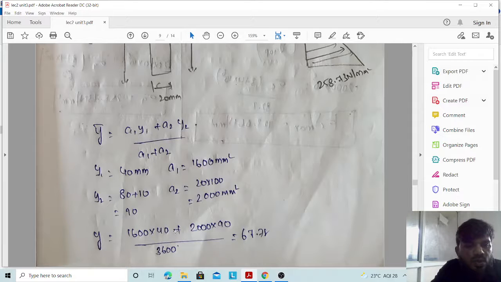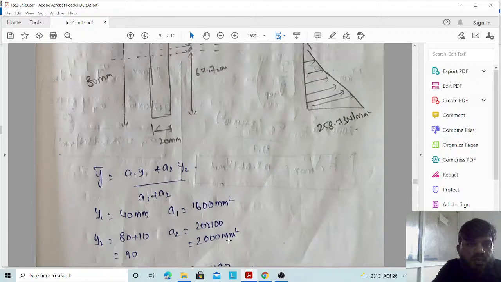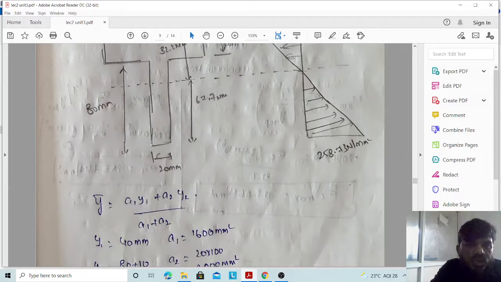Y is equal to, you know the formula, A1 y1 plus A2 y2 by A1 plus A2. You will get the answer as 67.8. So you have taken this as origin, which means the distance you have obtained is from the bottom.